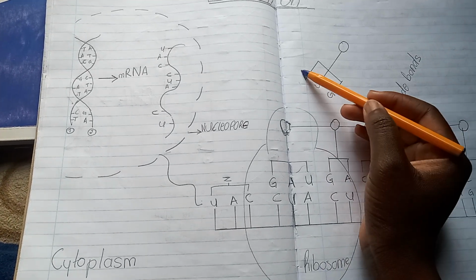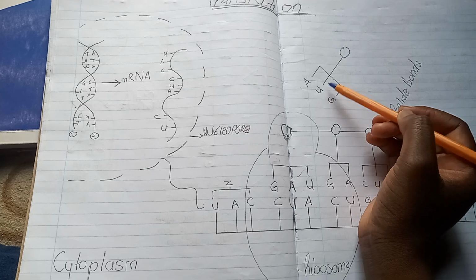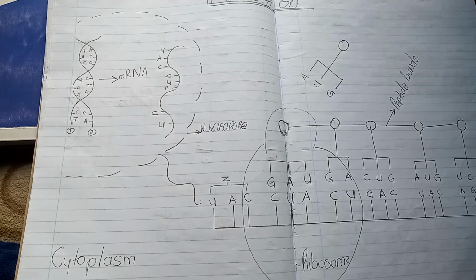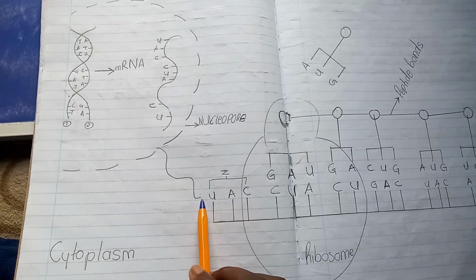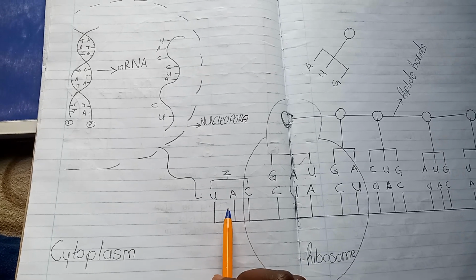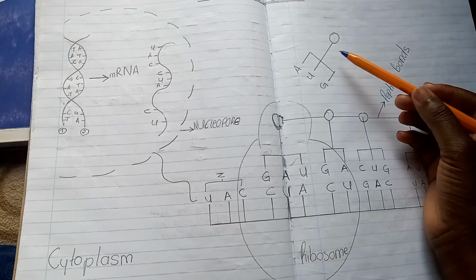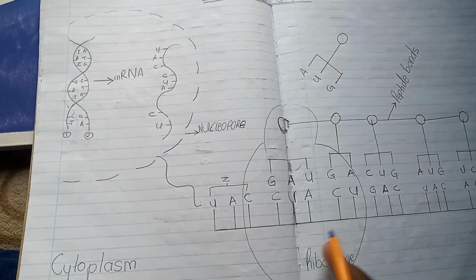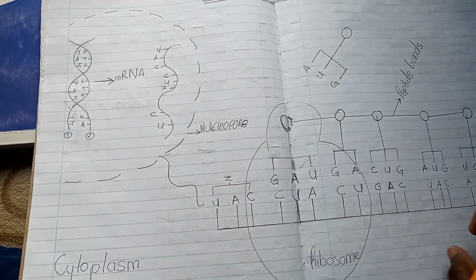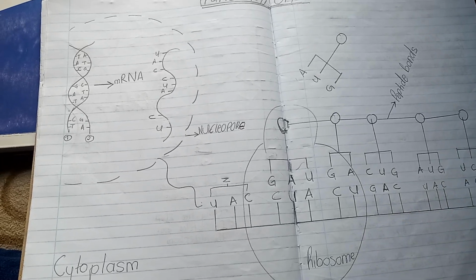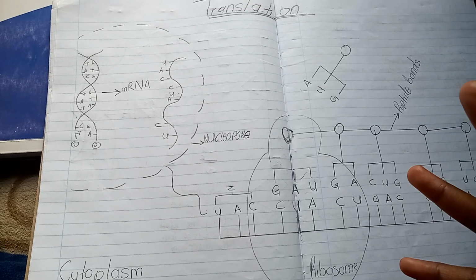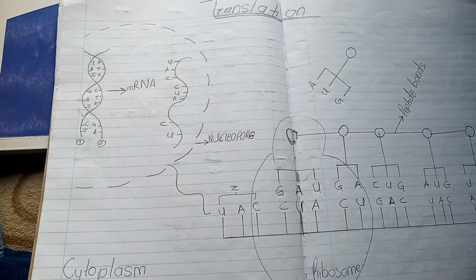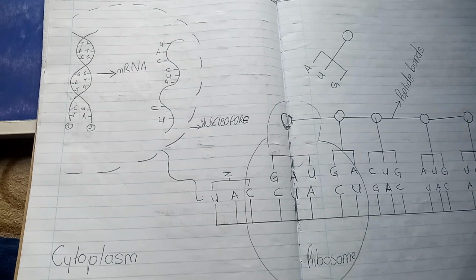When the anticodons, these three nitrogenous bases on tRNA, they are called anticodons. They match the codon on mRNA. They need to match the codon on mRNA. And then tRNA will bring the required amino acid according to the coded information on mRNA. Remember that mRNA is bringing the coded information, so tRNA is responding to that code. So it cannot bring just any amino acid. It will obviously bring the required amino acid.